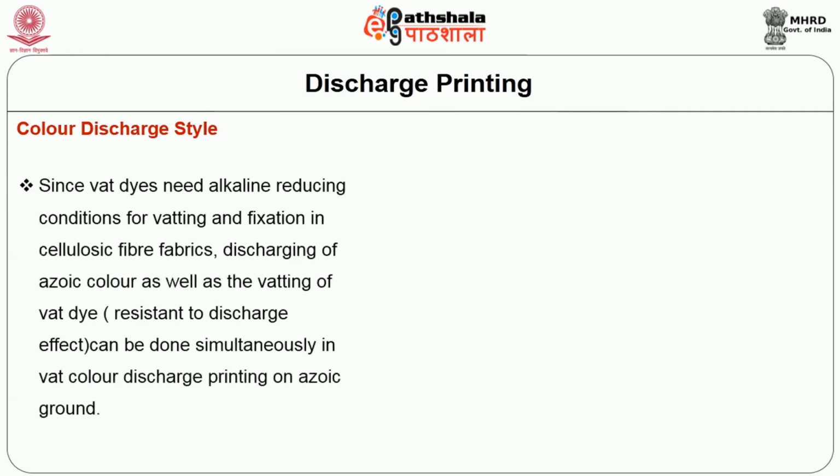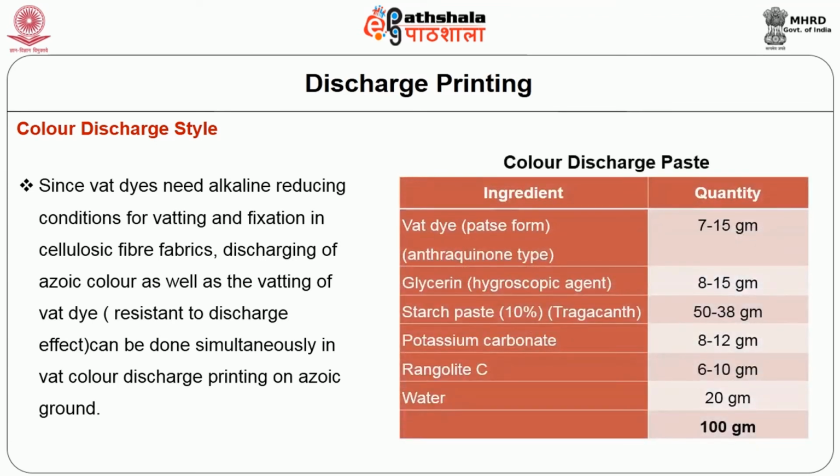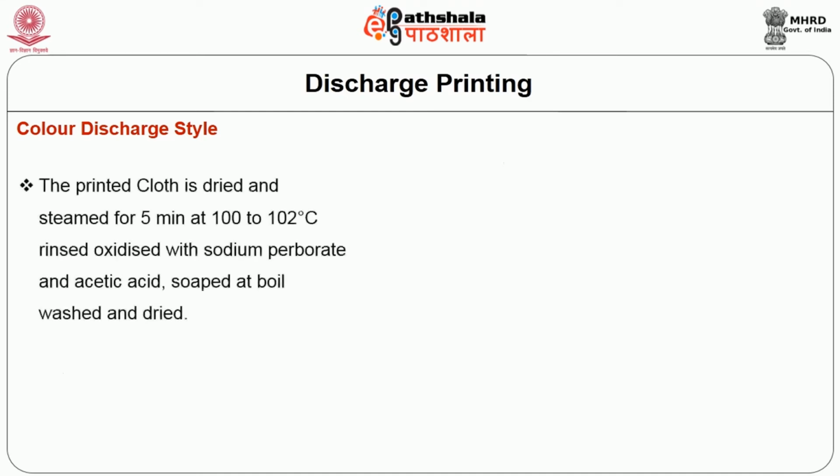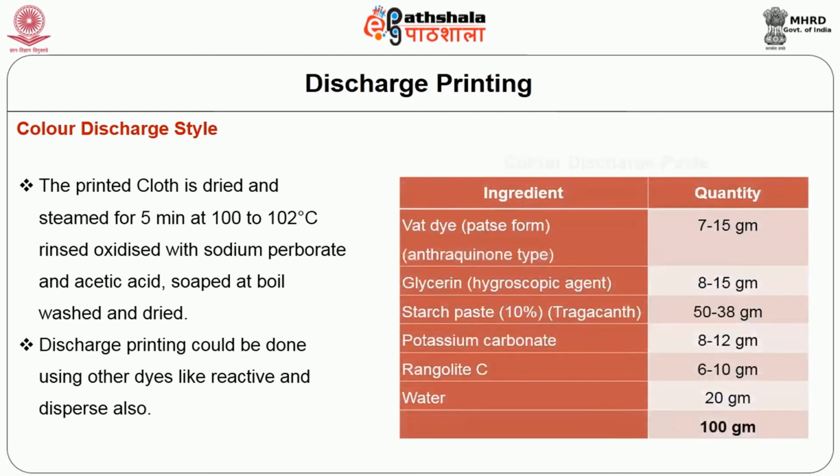Since vat dyes need alkaline reducing condition for vatting and fixation in cellulosic fiber fabrics, discharging of azoic colors as well as the vatting of vat dyes can be done simultaneously in vat color discharge printing on azoic ground. Color discharge paste is prepared by mixing the ingredients shown in table 12. The printed cloth is dried and steamed for 5 minutes at 100 to 102 degrees centigrade, rinsed, oxidized with sodium perborate and acetic acid, soaped at boil, washed and dried. Discharge printing could be done using other dyes like reactive and disperse also.